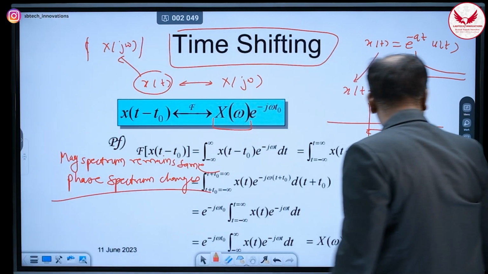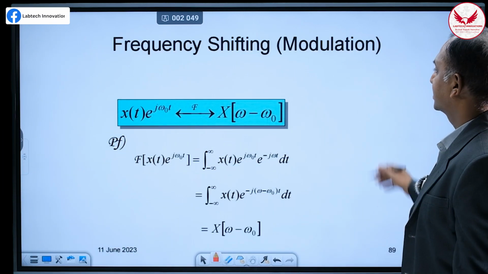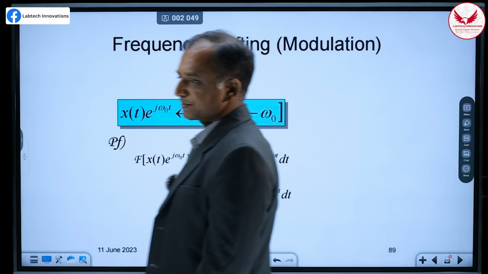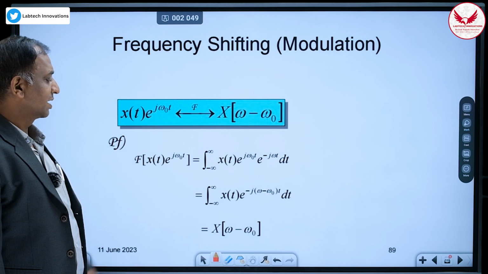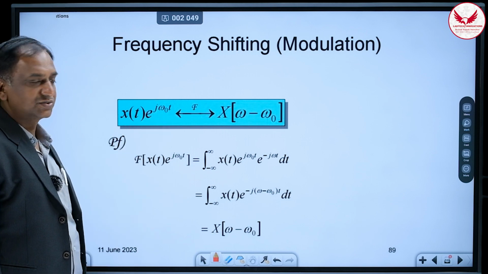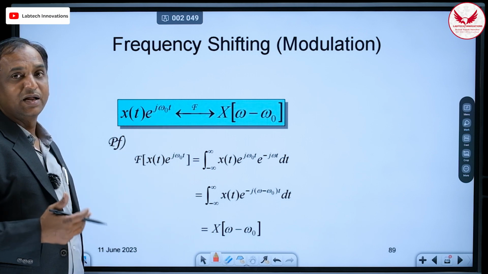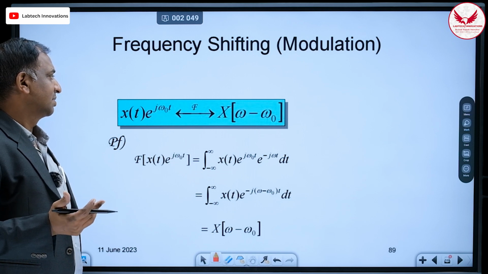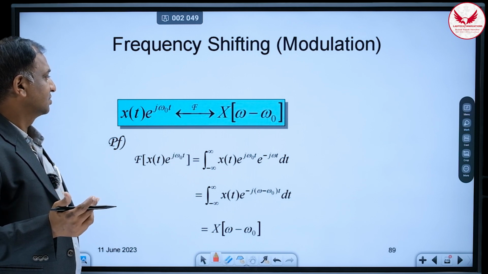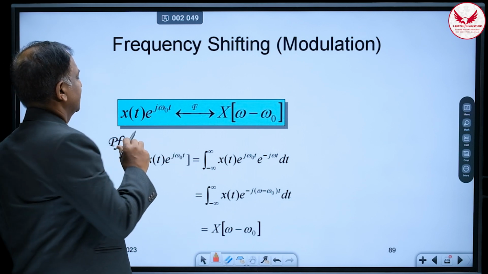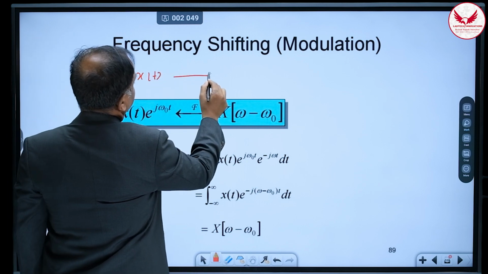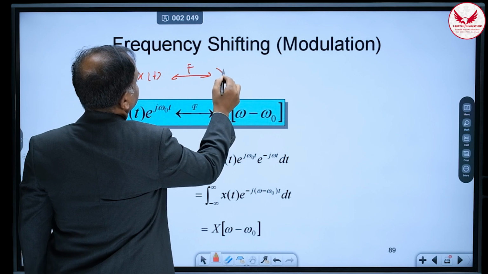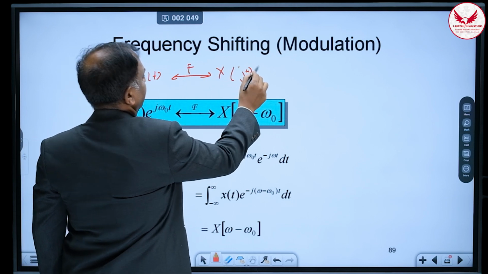So here you remember this time shifting property. Next is the frequency shifting property. Already we have seen that the Fourier transform of e raised to j omega 0 t is 2 pi delta of omega minus omega 0 plus delta of omega plus omega 0. So accordingly, if the original signal is x of t, its Fourier transform is x of j omega.